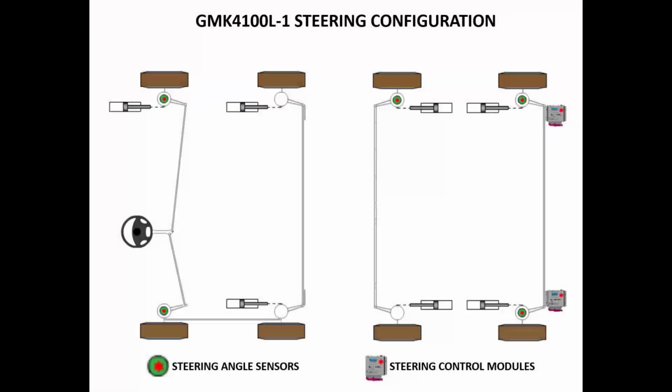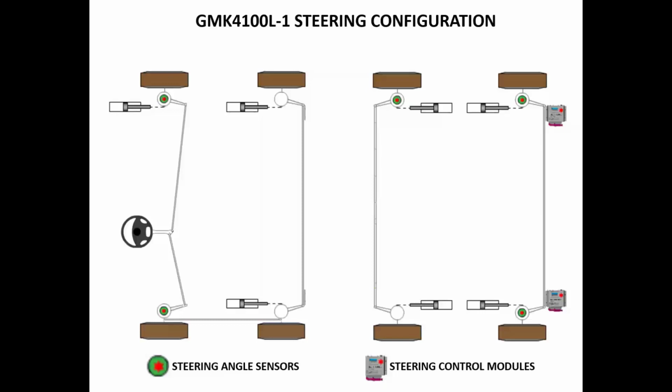We'll first do a little overview of the system, and then we'll show you how to retrieve the error codes from within the cab and also from within the steering modules. Let's first take a look at the steering configuration of the mobile electronic system, also known as ME. This example shows a GMK 4100L-1.